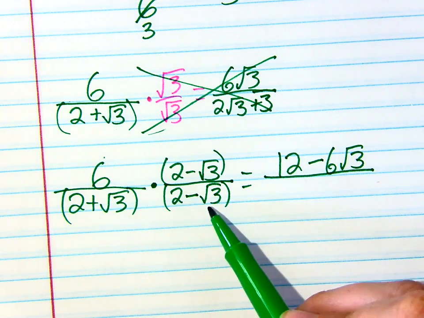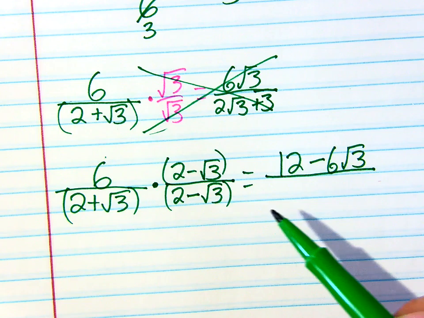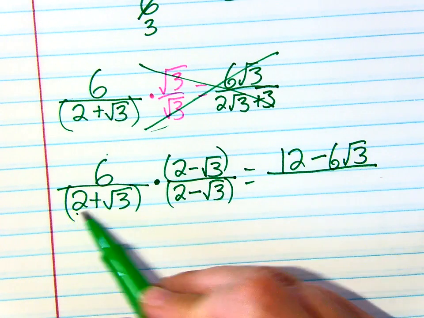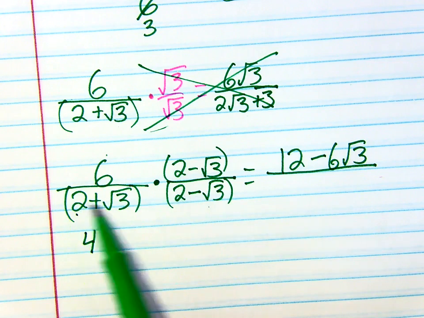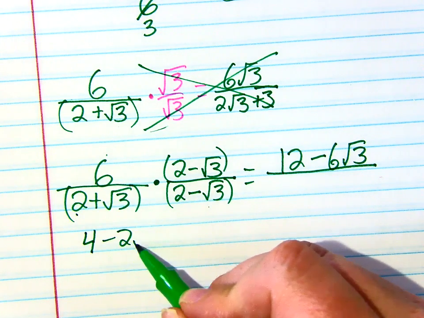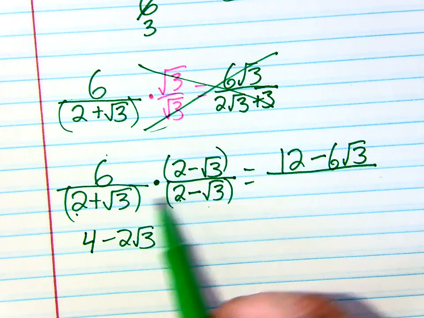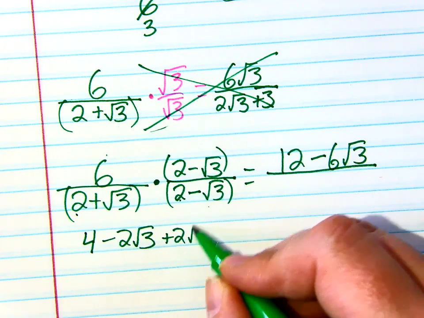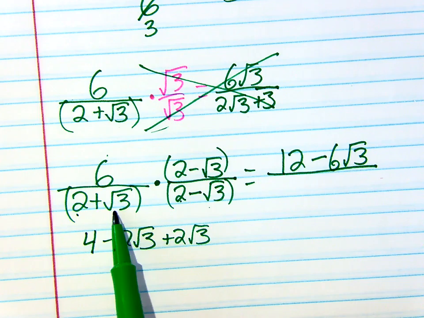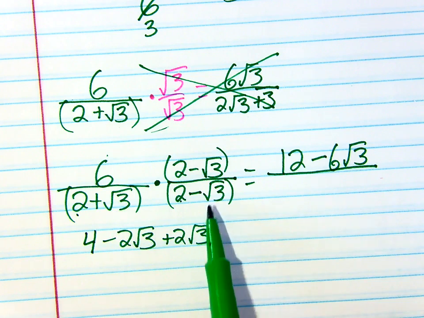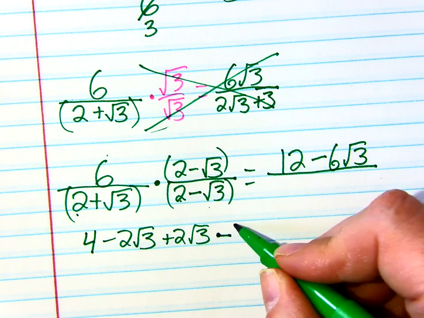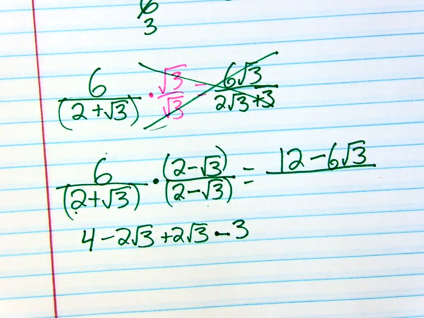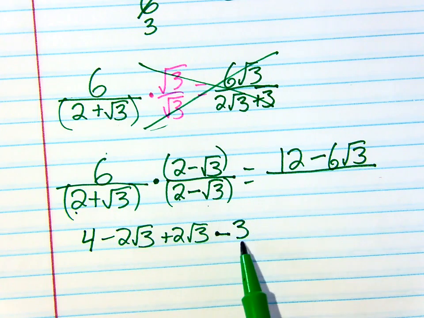Okay, now watch downstairs. I have a binomial times a binomial, so I'm actually going to FOIL this, right? So let's FOIL this together. First, 4, right? Outsides, you're going to get a minus 2 root 3. Insides, what do you get? Positive 2. Plus 2 root 3. Oh, cool. Now look at these last. Plus root 3 times minus root 3 is negative 3, because the square roots cancel out. When you have that, you just get what's underneath.